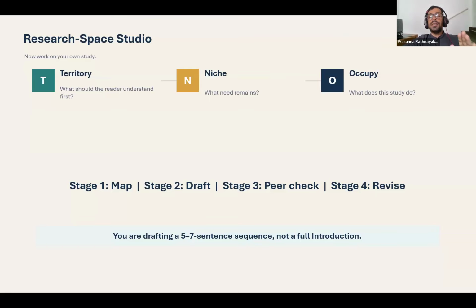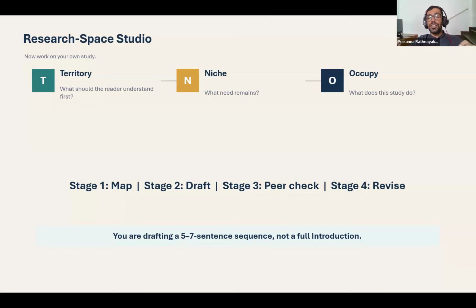Then, second, draft 5 to 7 sentences. And the third part of the activity is you ask your partner to check whether the niche and purpose align. Fourth, based on the revisions you receive from your friend, you revise one sentence before we close, right? Remember that you are not writing a full introduction. You are building the opening movement. It is better to have 5 clear sentences than a long paragraph full of unconnected background. Develop them as 5 separate clear sentences.